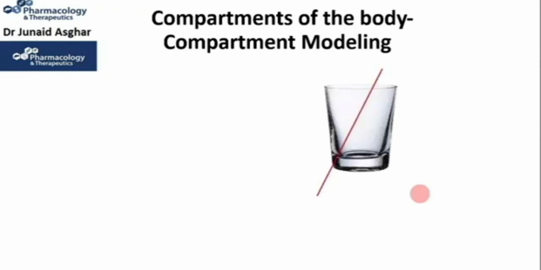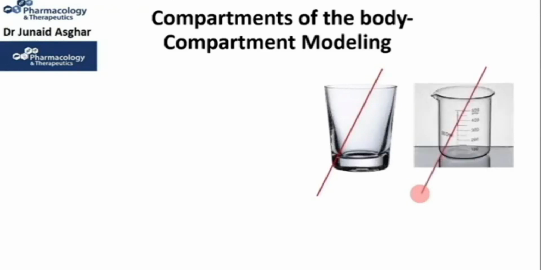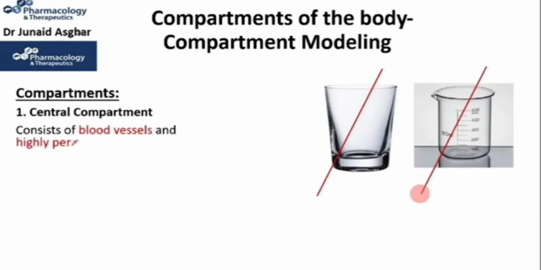Of course, the human body is not a glass or a beaker. Drug is distributing in and out of many tissue compartments while it is simultaneously being eliminated. This complex and continually changing environment must be simplified in order to mathematically model the human body. Therefore, the body is usually divided into two spaces, or two compartments. A central compartment, which consists of blood vessels and highly perfused tissues. Highly perfused means where the blood supply is large, for example, liver, kidney, etc.